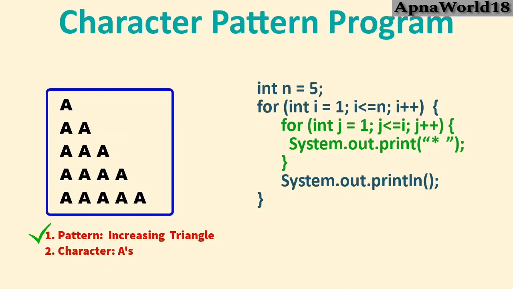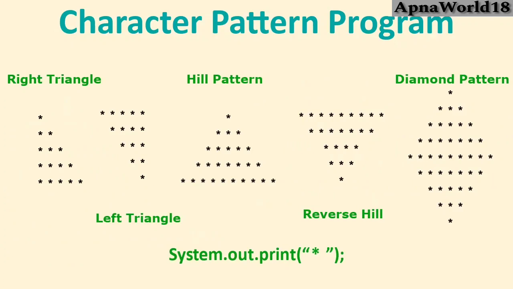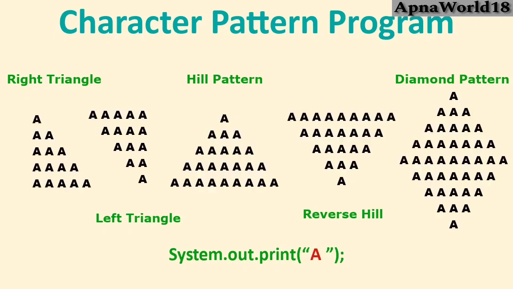Now we will come to characters. We see that this has a constant same character in the pattern. So the only change you need to do here is, instead of the star, print the character A, and you are ready with the pattern code. Now you do know different pattern programs from my star pattern video. This effectively means that in any of those, if you replace the star with A in the print statement, you can have varied pattern shapes with A.